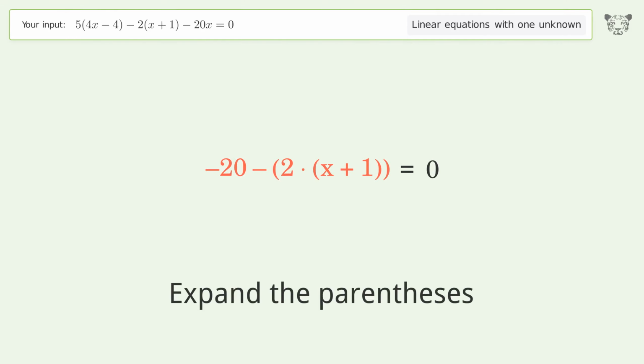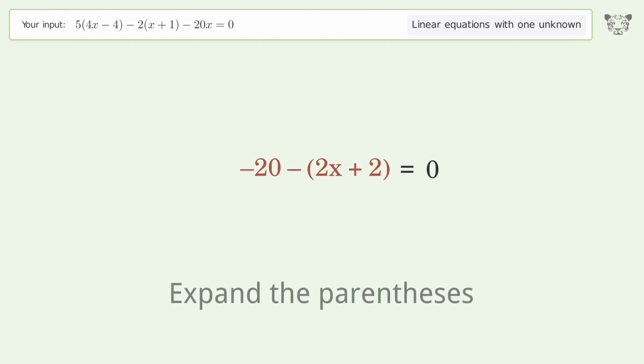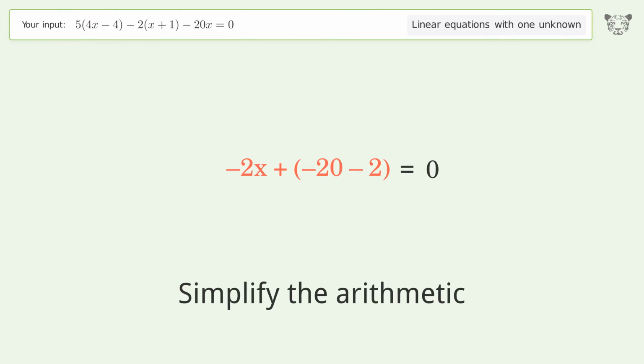Expand the parentheses. Simplify the arithmetic. Expand the parentheses. Group like terms. Simplify the arithmetic.